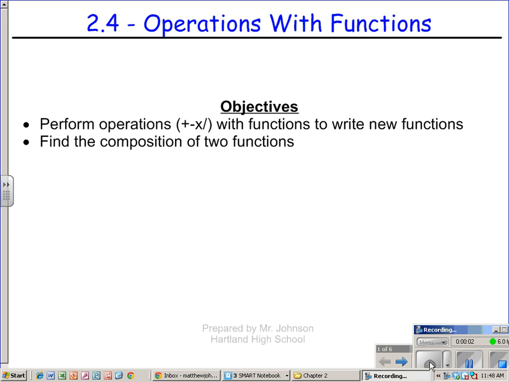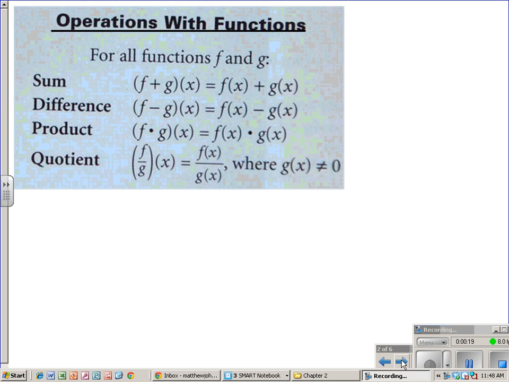Hello everybody, this is the notes for section 2.4, Algebra 2 Trig, operations with functions. So we talked about what a function is, how to recognize a function, whether you're looking at a table or looking at a graph with the vertical line test. So now we're just going to do some things with those functions. It's pretty straightforward, it really is. It's a matter of just kind of looking at some notation.